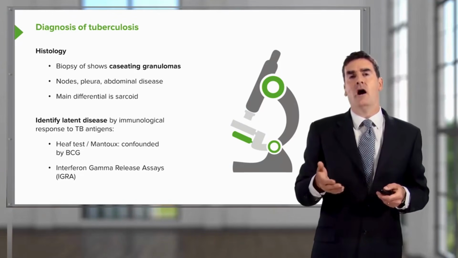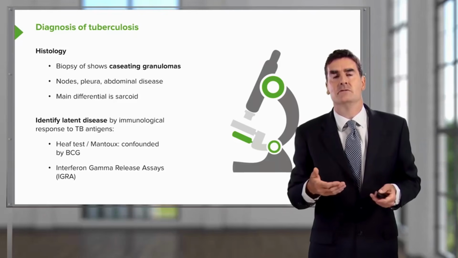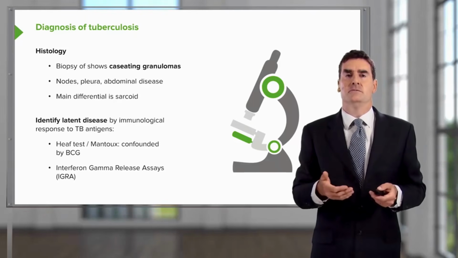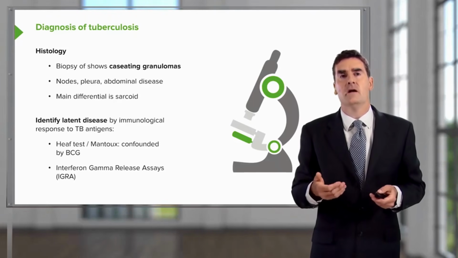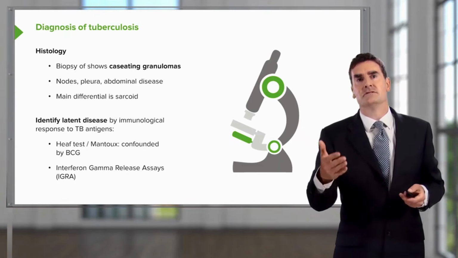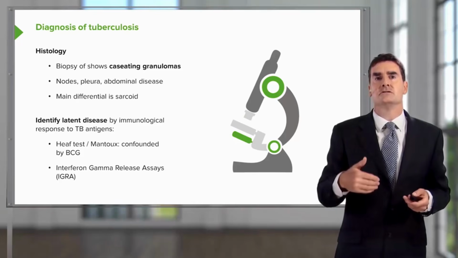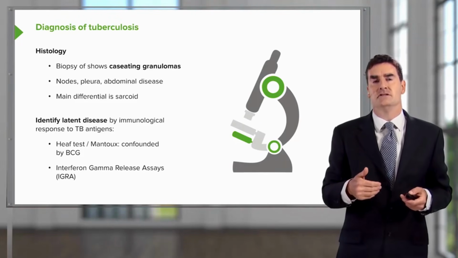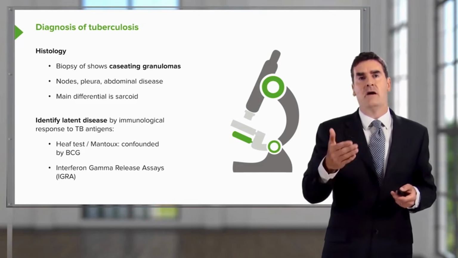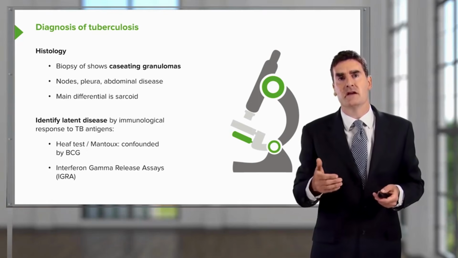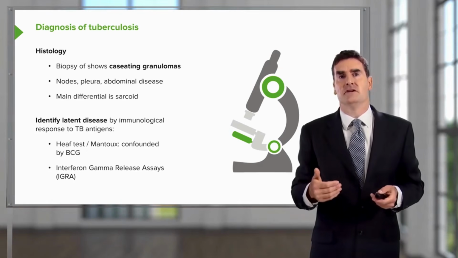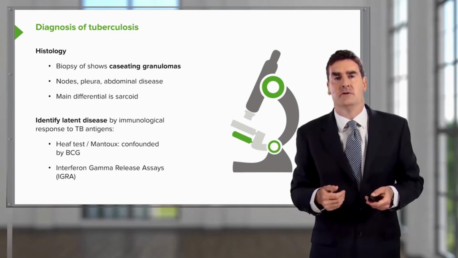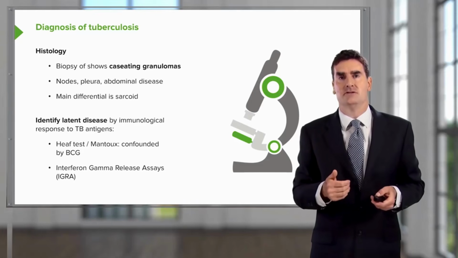So, for example, I have a reasonably strong Mantoux reaction because I was vaccinated with BCG as a child. And that means it's very difficult to use that skin test to identify patients who may have been exposed to tuberculosis if they've previously had BCG vaccination. However, the interferon gamma release assay will only be positive in patients with previous tuberculosis exposure and is not affected by the BCG.